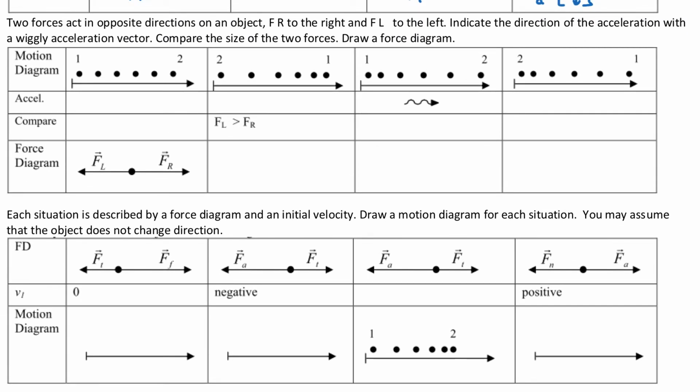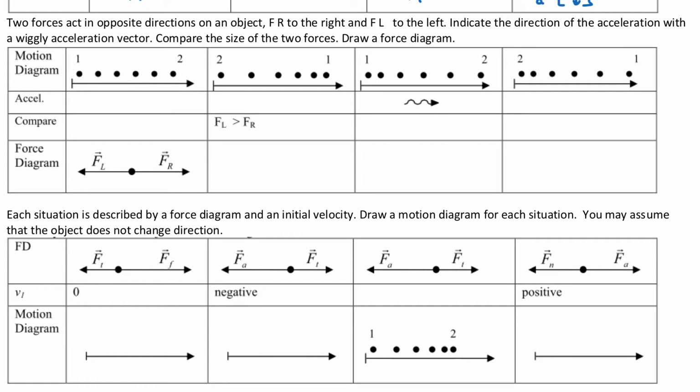We got two forces acting in opposite directions on an object. Force to the right, or Fr, is to the right and Fl is to the left. Indicate the direction of the acceleration with a wiggly acceleration vector. Compare the size of the two forces and draw a force diagram. Okay, this is beautiful. We can do this.